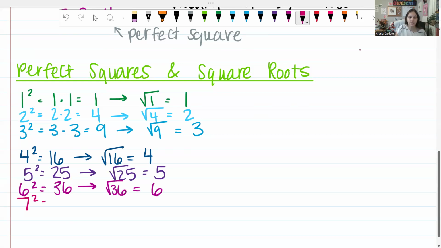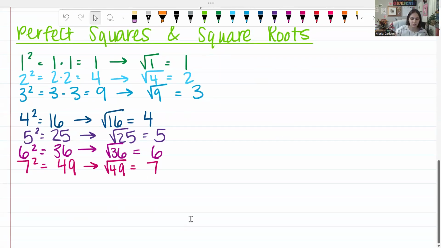7 squared is 7 times 7, or 49. The square root of 49 is 7. So I hope you're noticing a pattern here. Whatever number has been squared, to create that perfect square, that is then the square root.